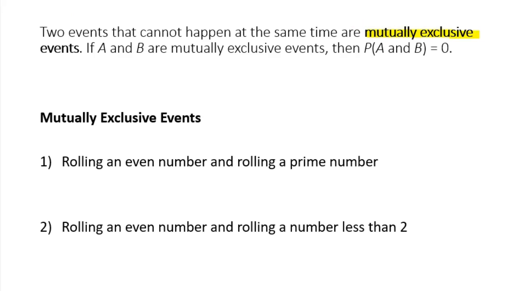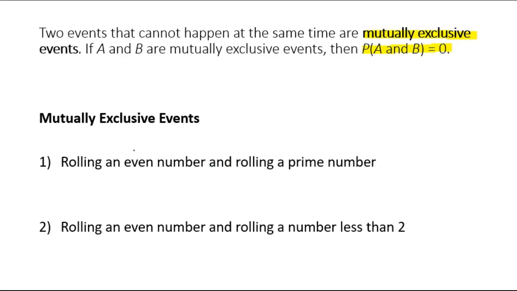Two events that cannot happen at the same time are called mutually exclusive events. If A and B are mutually exclusive, then the probability of A and B is going to be equal to 0. So, for example, rolling an even number and rolling a prime number. Even numbers are 2, 4, 6, 8, and so on. And prime numbers are 2, 3, 5, 7, and so on as well. There is one number that is both even and prime, so these are not mutually exclusive events.